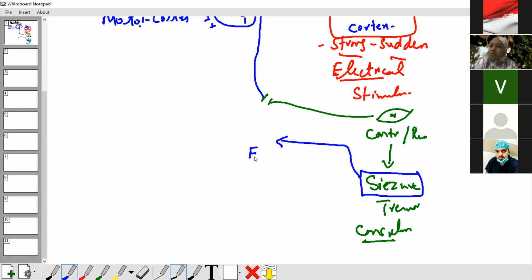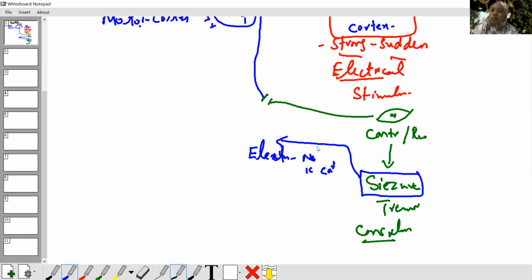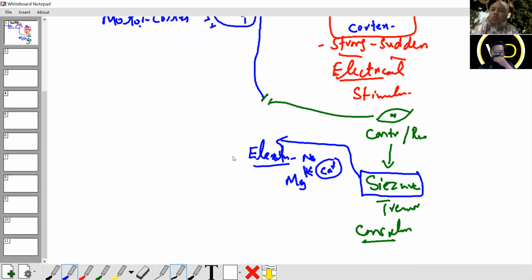If you have a problem inside the brain, like an electrolyte disturbance, you have sodium, potassium and calcium, and magnesium also. In case of hypocalcemia, hypokalemia, they increase the threshold for neuron excitation. So electrolyte imbalance is the first thing. Understand?